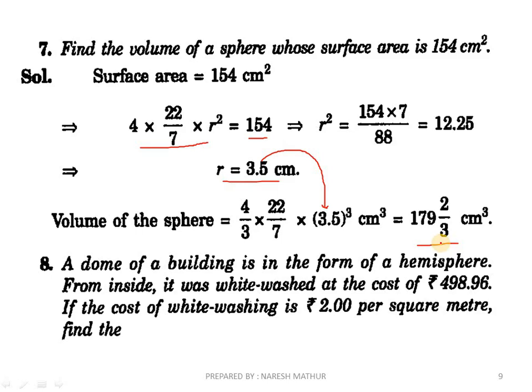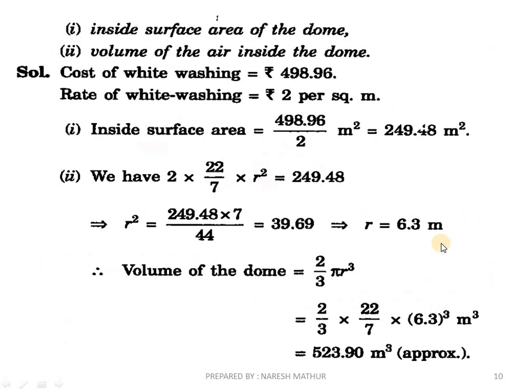Easy. In the next one, we are given that the dome of a building is in the form of a hemisphere. From inside, it was whitewashed at the cost of 498.96 rupees. If the cost of whitewashing is 2 rupees per square meter, we need to find its inside surface area and the volume of the air inside the dome.